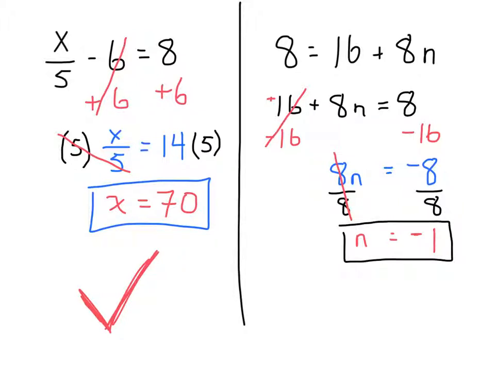If you want to double check, plug this answer into the equation. So if we have negative 1 times 8, that's equal to a negative 8, and 16 plus a negative 8 is equal to 8. So in this equation, n is equal to negative 1. That is correct.